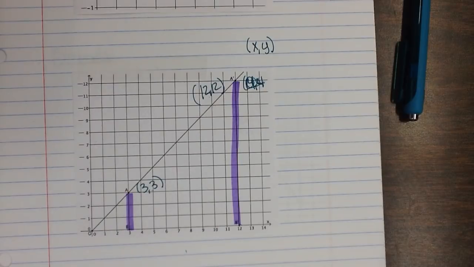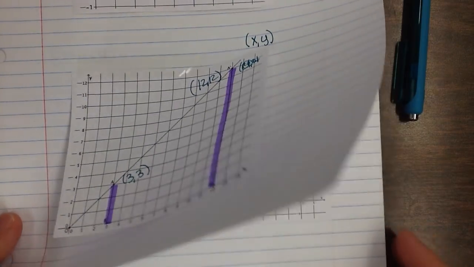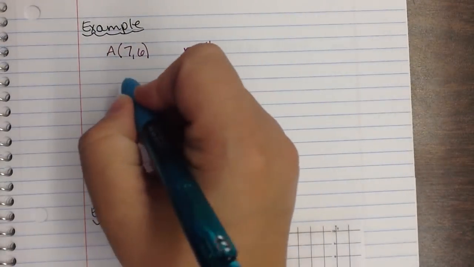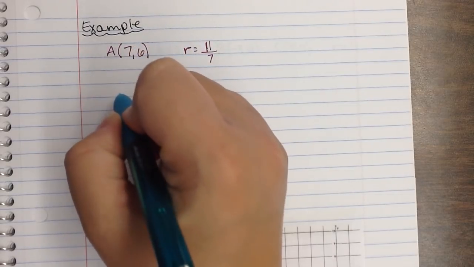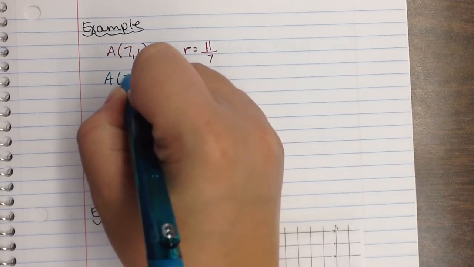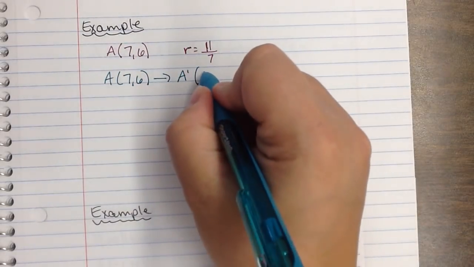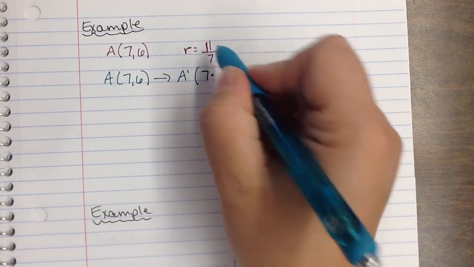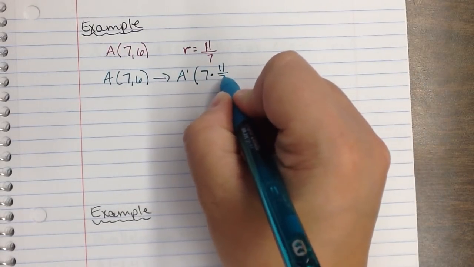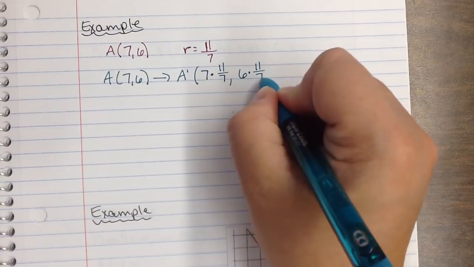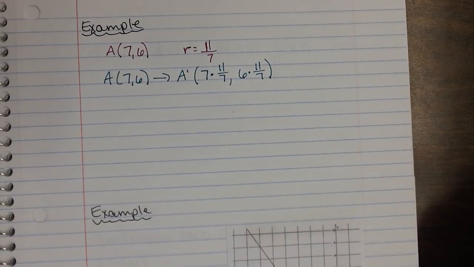So we're going to look at an example here, and I want you guys to follow along with me on these. If I were you, I would write them down. Okay, so example 1, A, so we have A, which is 7, 6, and I want to change it to A prime. So what I'm going to do is take my original number multiplied by the scale factor, 11 over 7. And then I had a 6, and I'm going to multiply it by the scale factor, 11 over 7. Just like that.